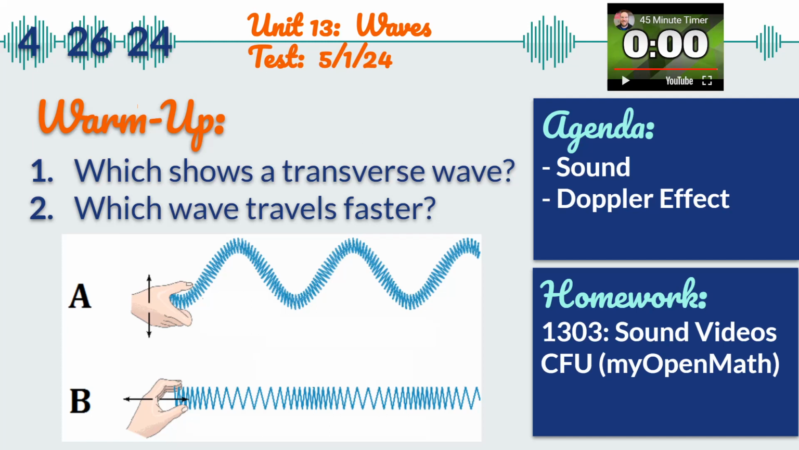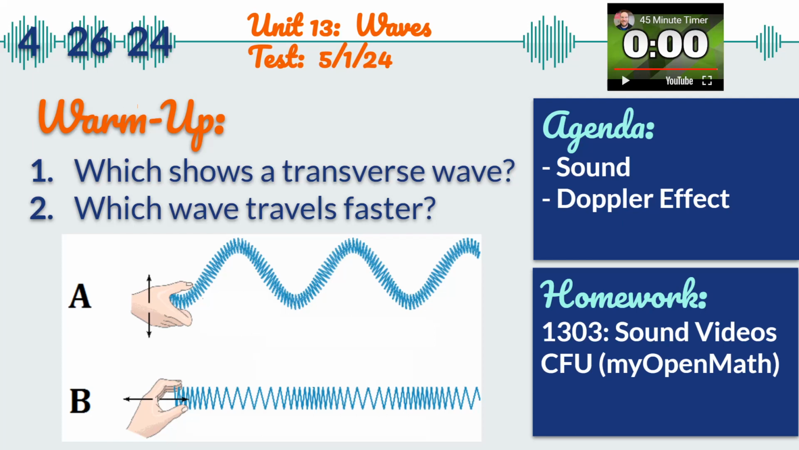The warm-up question for today says which shows a transverse wave and then which wave travels faster. You have two images down there, A and B, that show different waves in a slinky. Which one of those is transverse, A or B? This goes back to the first day of notes that we did together over waves. What do you think, Mason?